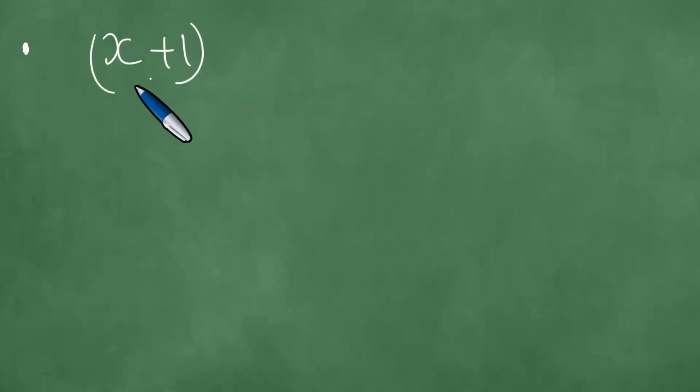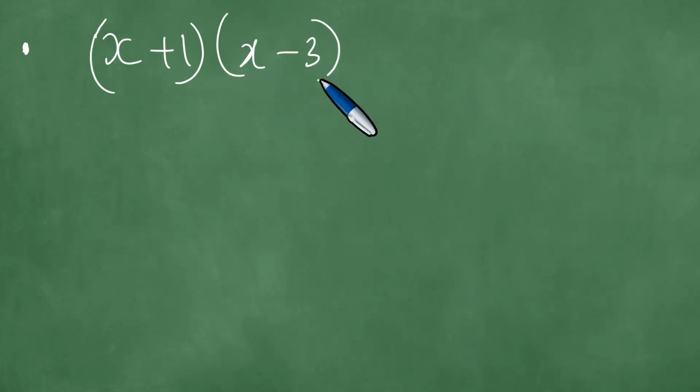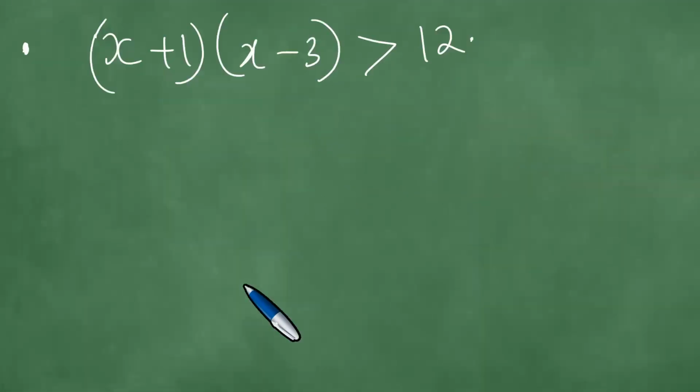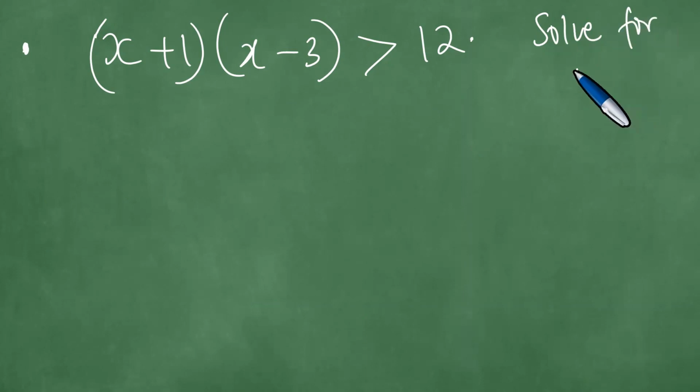Okay, solve this one. If we have x plus 1 into x minus 3 is bigger than 12. Solve for x, please.